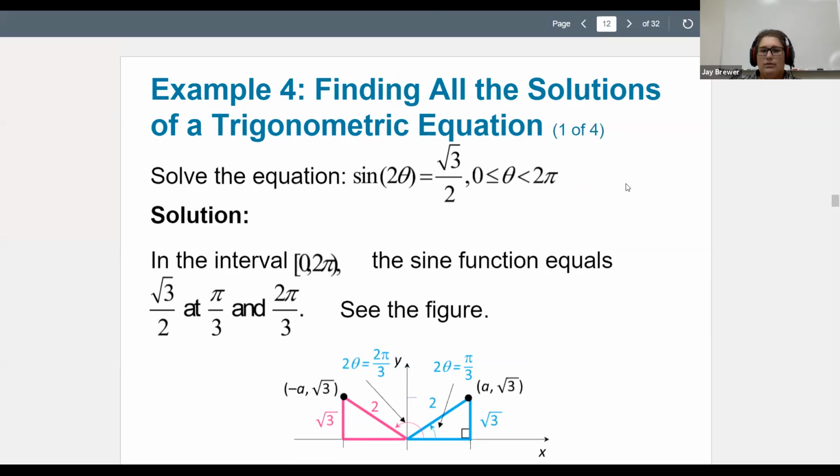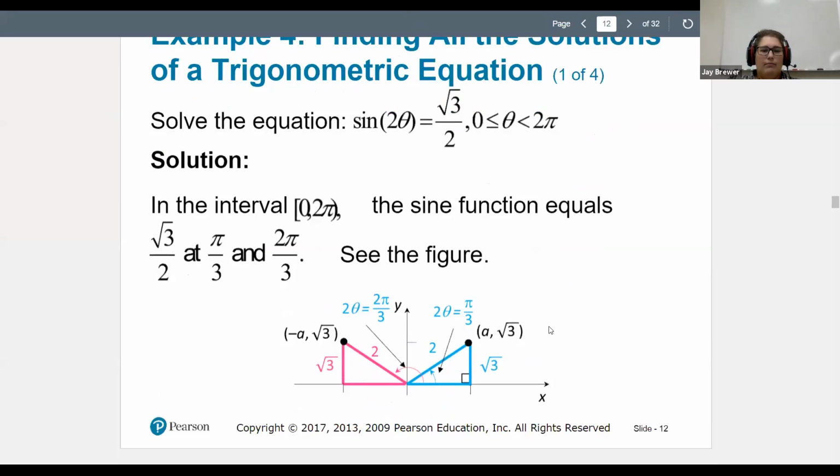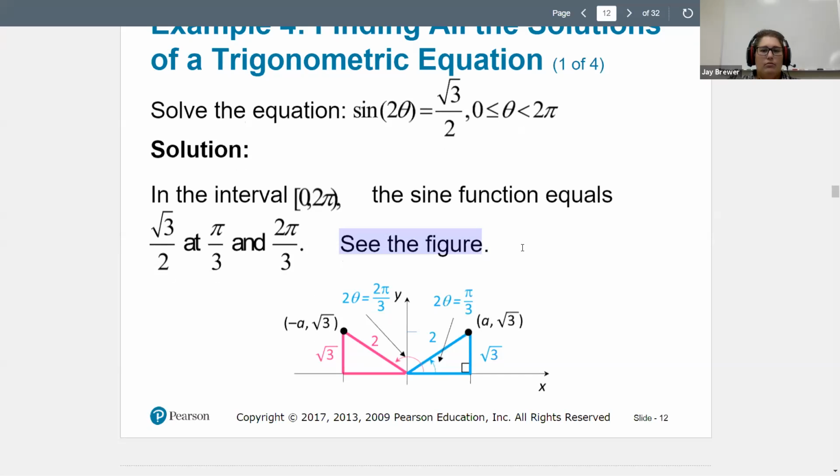Honestly, though, guys, if you don't ask the questions, I can't read minds, so I'm going to assume you're all good. All right, example 4, we're going to talk about finding the solutions of trig equations. So if we have sine of 2 theta equals radical 3 over 2, and our restriction is between 0 and 2 pi. So radical 3 over 2 happens at pi over 3 and 2 pi over 3. You can literally draw the figure out if you need to.